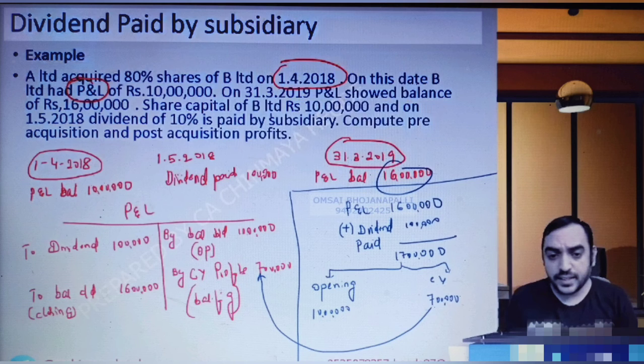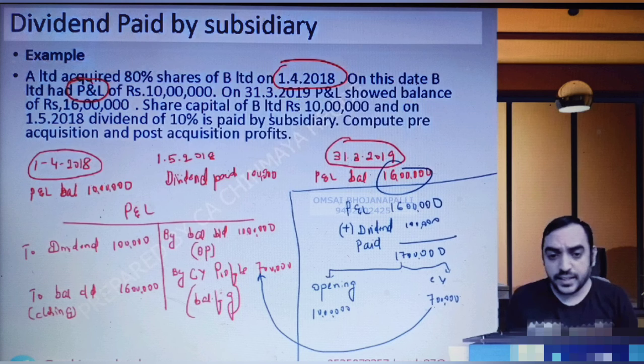Or if I prepare a P&L account: by balance brought down, opening balance, which is 10 lakhs. To balance carried down, closing balance carried forward to balance sheet, which is 16 lakh. And during the year, they paid dividend, which is 1 lakh. So the current year profit, the balancing figure, is 7 lakh. This is the ledger method. You can also do the mathematical method. From 10 lakh you take out 1 lakh, balance 9 lakh, 9 to 16, 7 lakh.